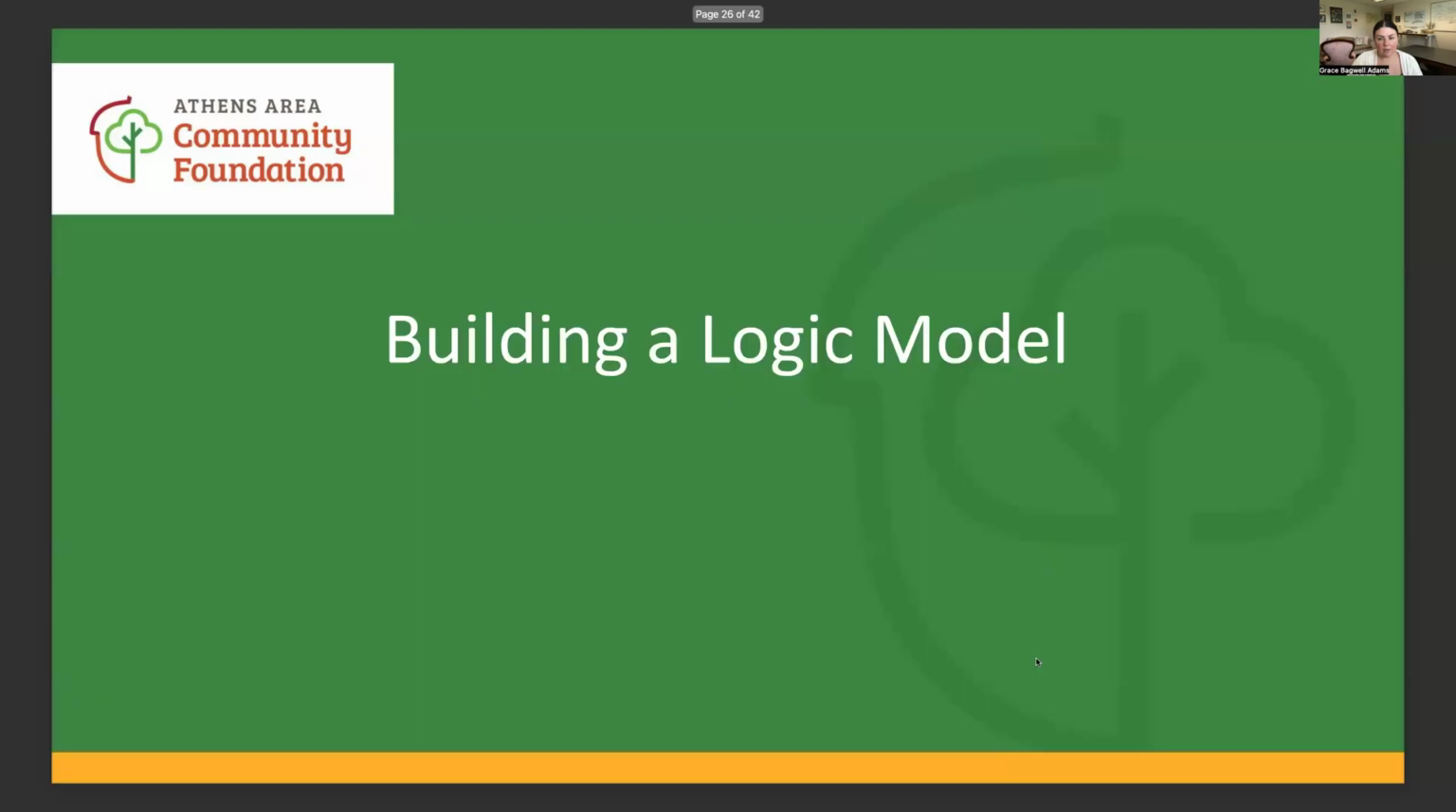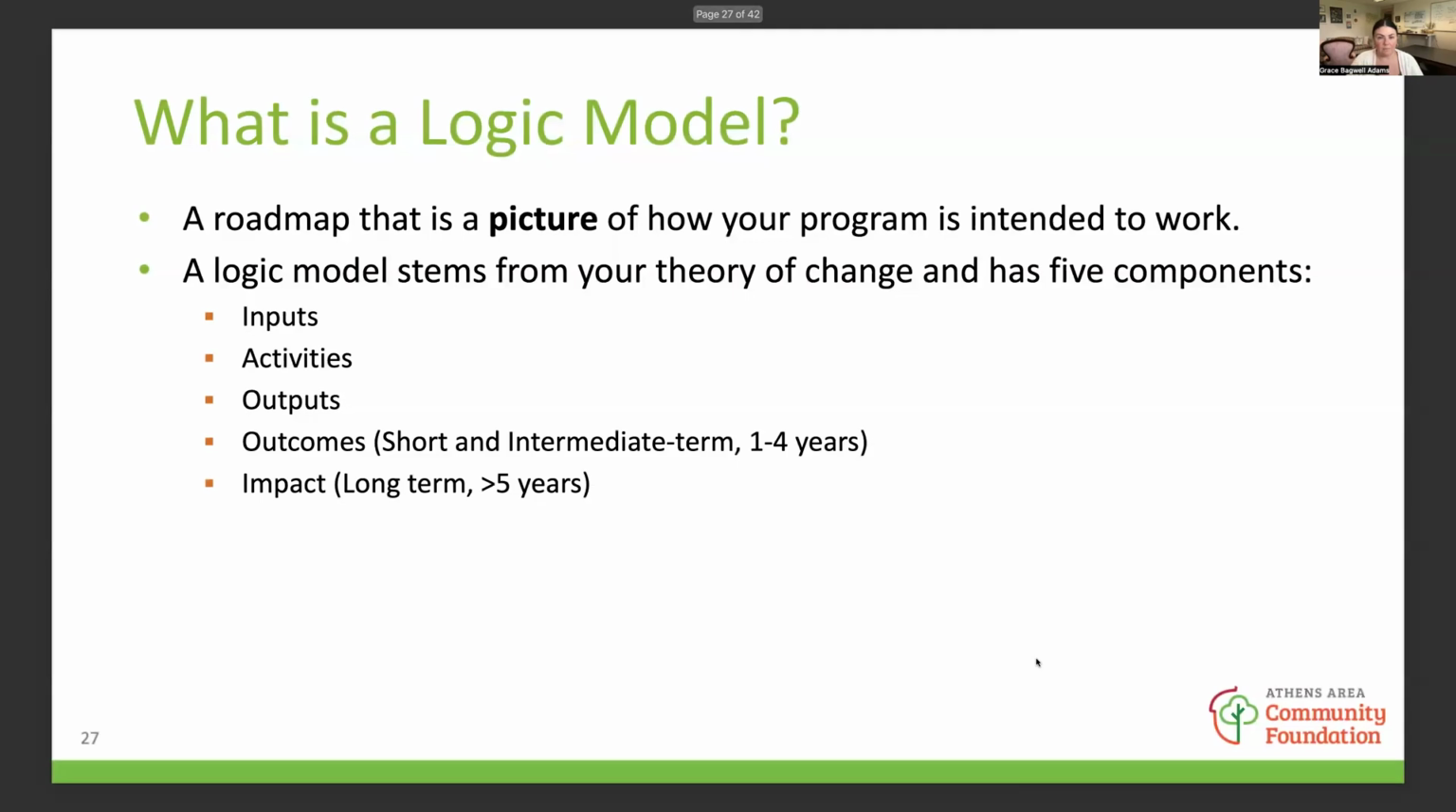So once you have a good theory of change, then we're going to move into the phase of building a logic model. Okay, this is the really exciting part. A logic model really is a roadmap. It's a very fancy term for a simple concept, and it's a roadmap. A logic model is a roadmap for how you think your program will work, how you intend to get to your desired outcome. Okay. And that's what I say here. It's a picture, a diagram of how your program is intended to work. Okay. It really stems from your theory of change, and it has 5 components: inputs, activities, outputs, outcomes, and impacts.